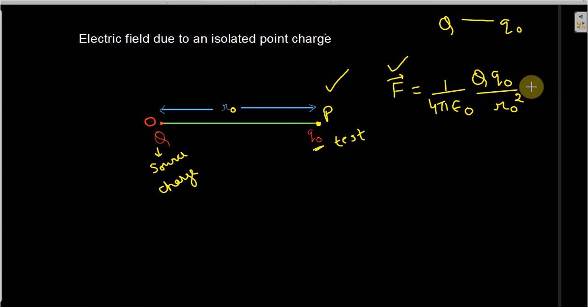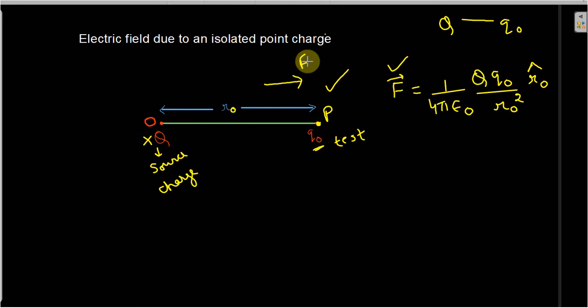This one is in vector form, so we will write here the unit vector. The unit vector represents the direction. And what will be the direction of force in this case? Because Q naught is the test charge and this one is a positive Q charge, the direction is along the field lines. So this side will be the direction of force.